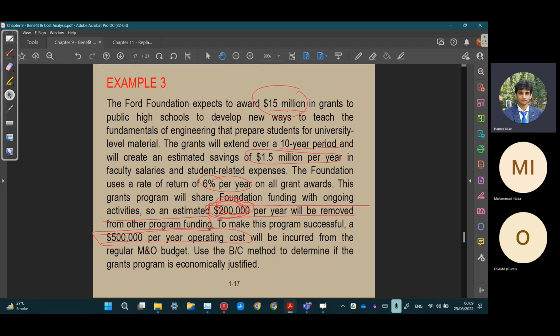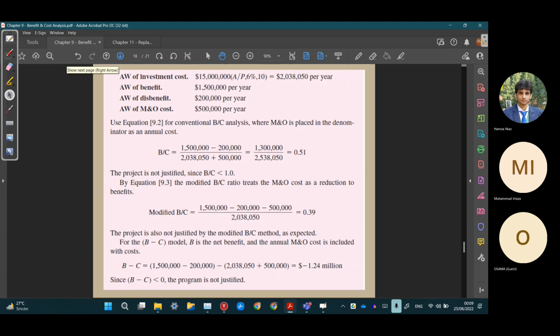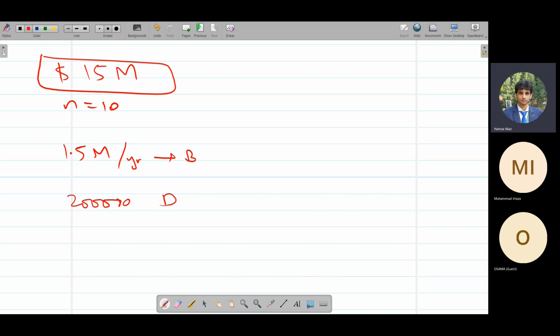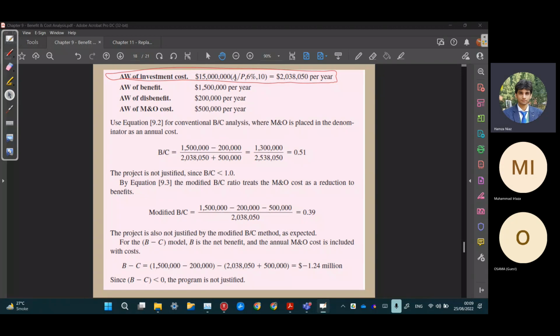So we are going to use the B by C method to determine if the grant is economically justified. If you look at this example, this was the initial investment. They have converted the initial investment to annual cost over 10 years, so they have converted this P into A. That is approximately 2 million. The benefits are 1.5 million per year. The disbenefits are 2 lakhs. The annual operating cost is 5 lakhs. If we have these 4 values, remember they should all be annual worth.